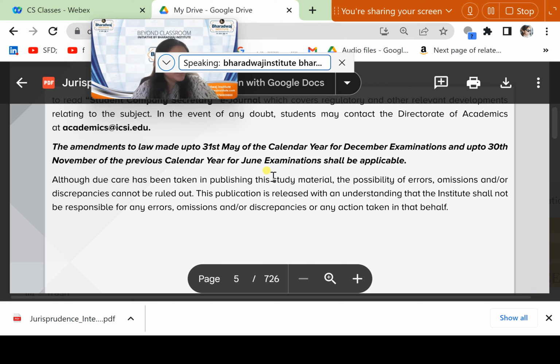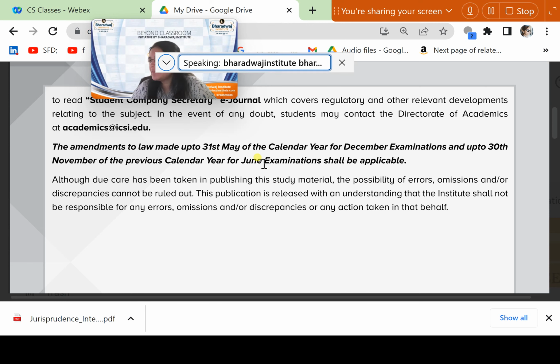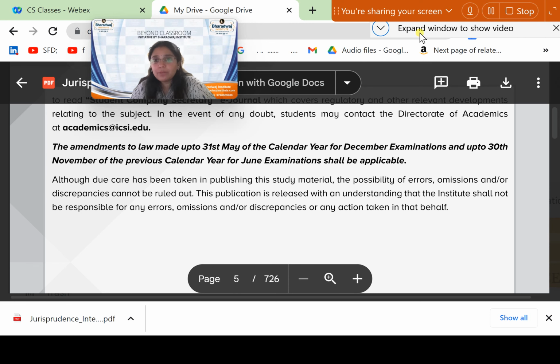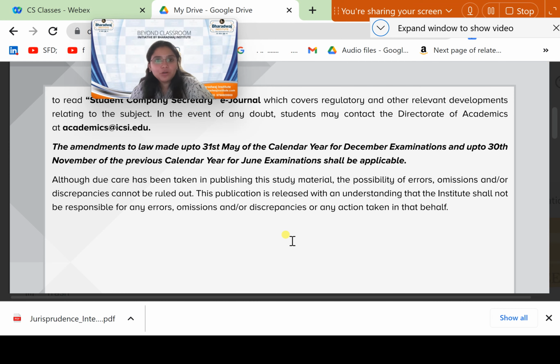We are writing our examination in December 2023, if I am correct. I don't think anybody would be attending the classes now and be writing it in June 24. Anybody like that? Anyone eligible only for June 24? No one, right? I hope all of you are eligible to write it in December 23. Are you? Yes, ma'am. Okay.